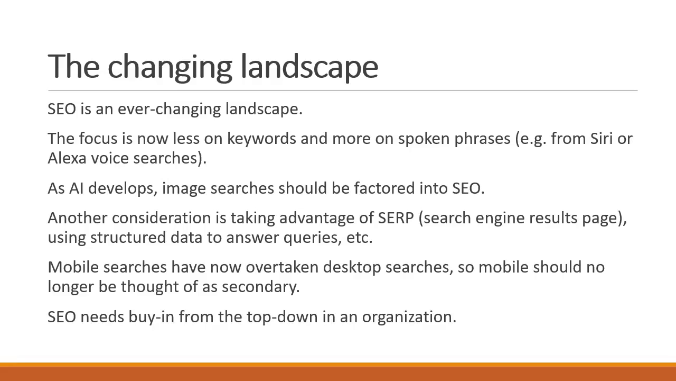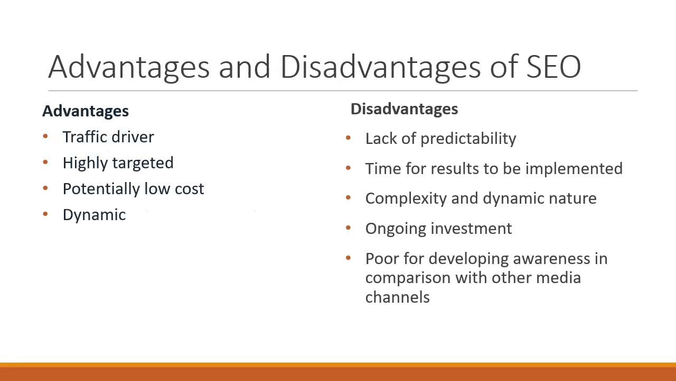Search engine optimization needs buy-in from the top down in an organization. We need to make sure that everyone is doing activities. When the CEO posts to Twitter, we need to make sure he's thinking about how that impacts our SEO. If he's linking to the organization, if he's talking about the organization, we need to make sure that all of that is connected. Okay? And then the end of the chapter, the advantages and disadvantages of SEO.